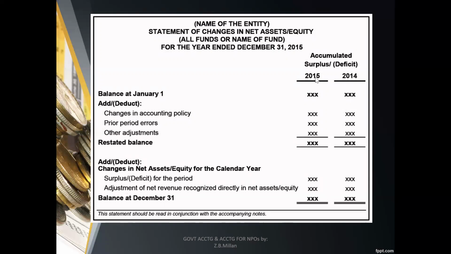So you have the beginning balance and add or deduct any changes in accounting policy, prior period errors, or other adjustments in general. So you have the restated balance, and then add or deduct the following: surplus or deficit for the period, and the adjustment of net revenue recognized directly in the net asset or equity. Then what you will get is the balance at the end of the period, which shall be the same amount as presented in your statement of financial position, the balance of your net asset or equity.